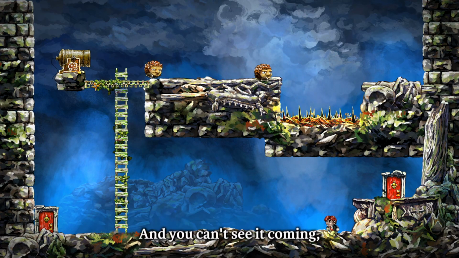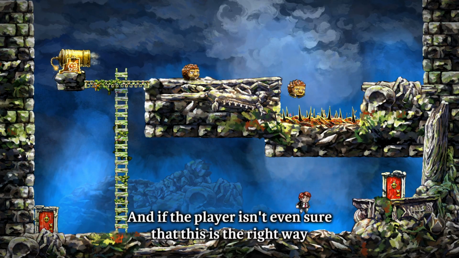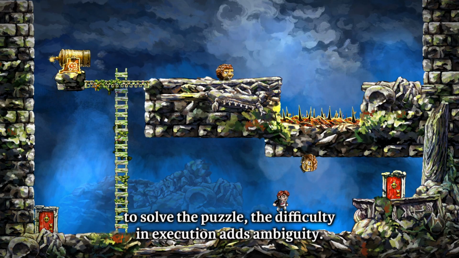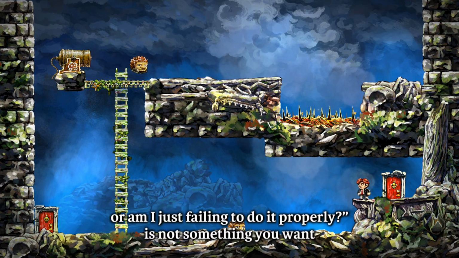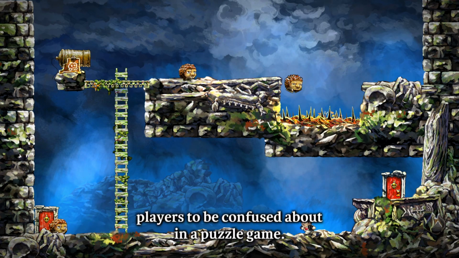Hitting the monsters, unfalling quickly up the screen, would require difficult timing because the monster is moving very quickly and you can't stop rewinding, because you need to hit it near the bottom of the screen where you're standing. And if the player isn't even sure that this is the right way to solve the puzzle, the difficulty in execution adds ambiguity. Is this the wrong answer, or am I just failing to do it properly? It's not something you want players to be confused about in a puzzle game.